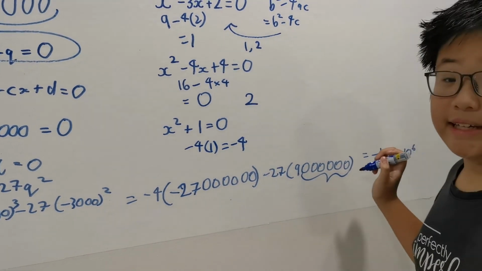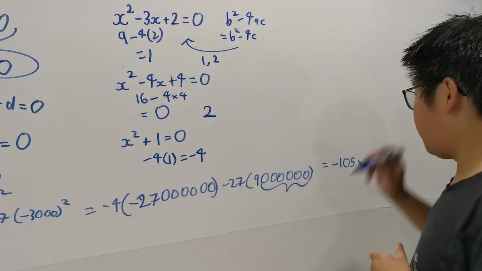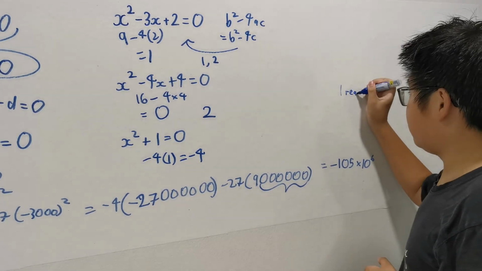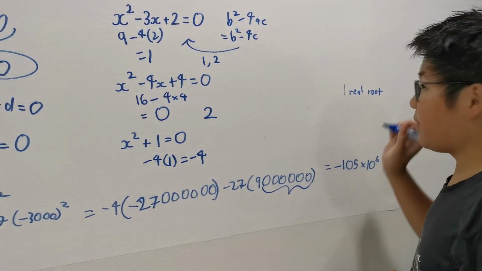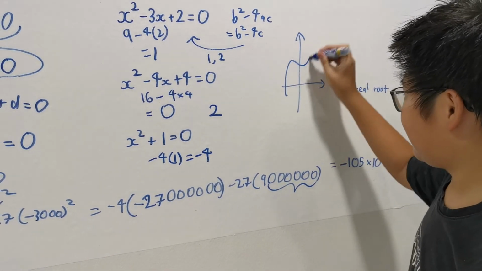Anyway, the discriminant is negative, which means that we have only 1 real root. So we write here 1 real root. So that means when you draw the cubic, it will look something like this.